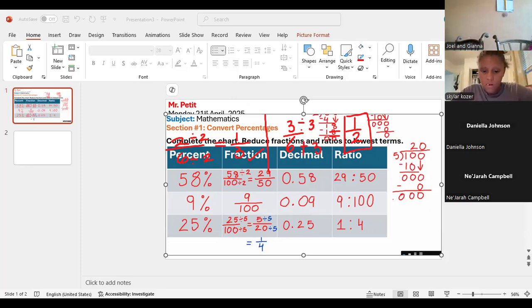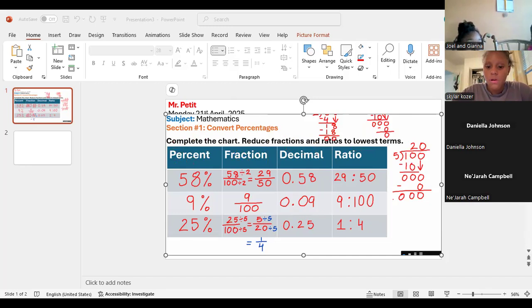What's the next question? 1 over 2. Can that be simplified? No. Good, so leave it as is. 1 over 2. Next, what do we have? 1 over 8. Can that be simplified further?